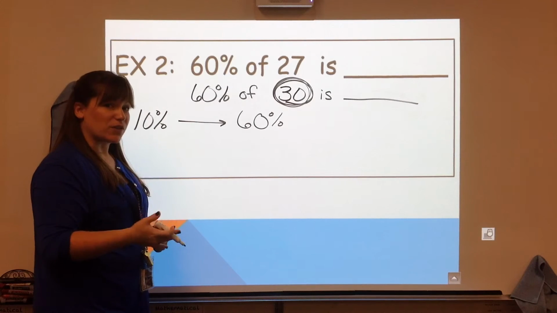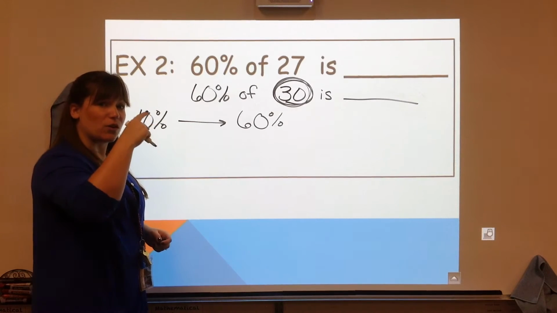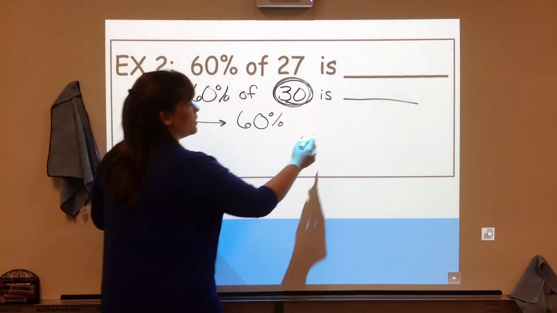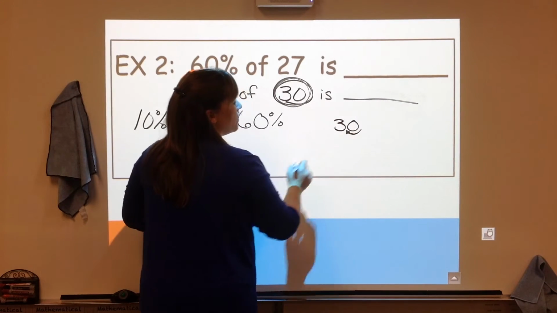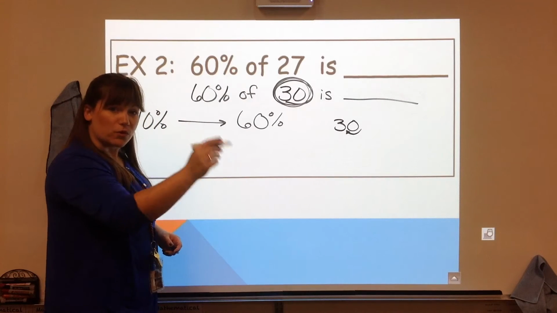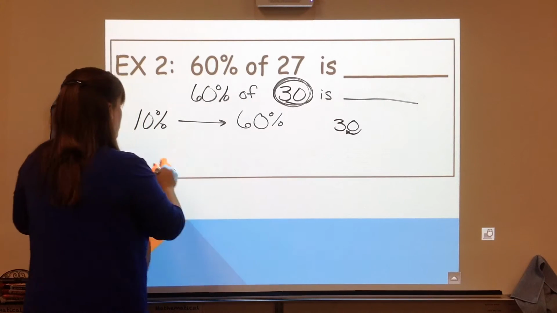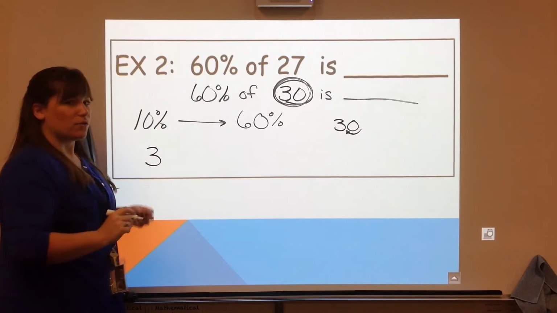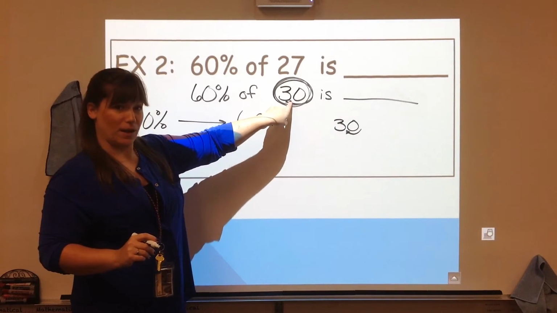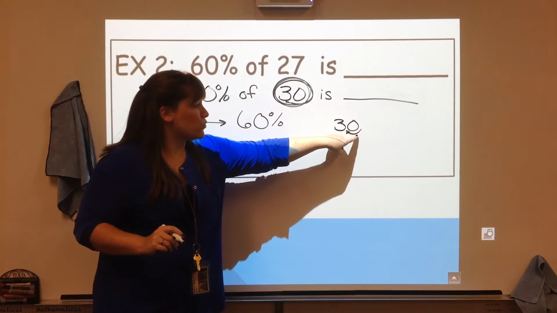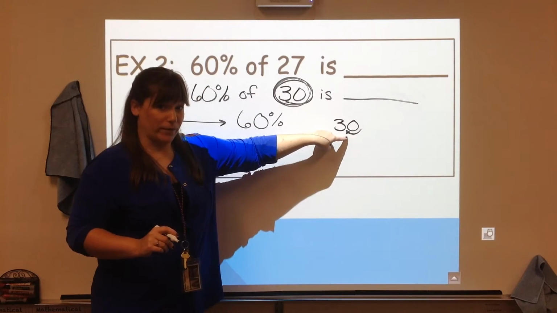When we take 10% of a number, the decimal point just moves over one place. So here's 30. 10% of 30 would be moving the decimal point over one, and that would be 3. So that's that first step, taking 10% of this number. And all it is, is moving the decimal point over one place.